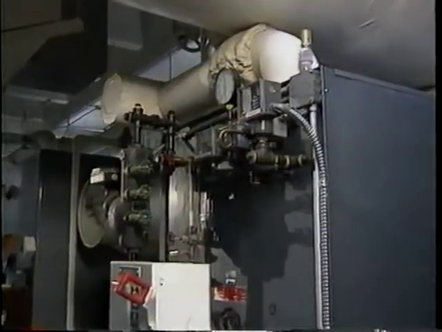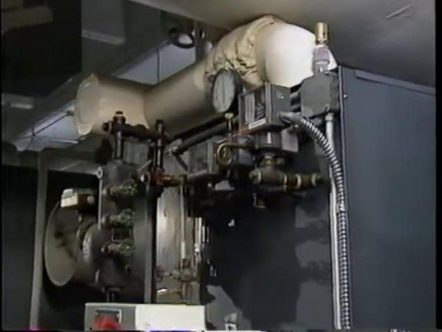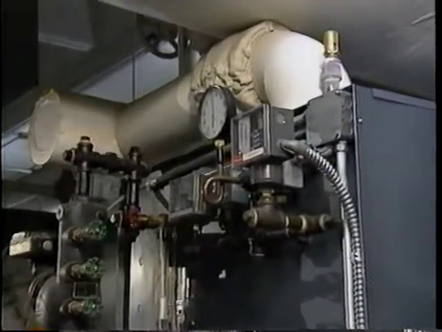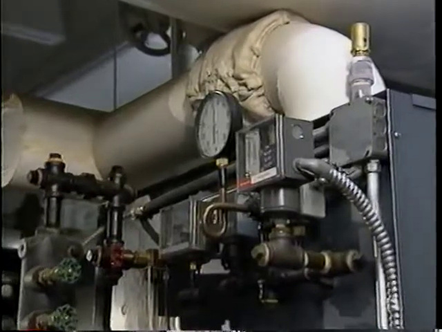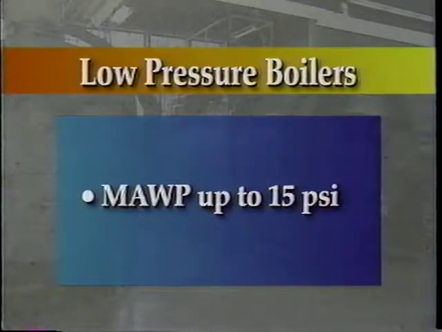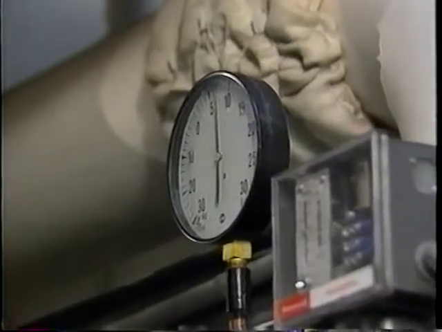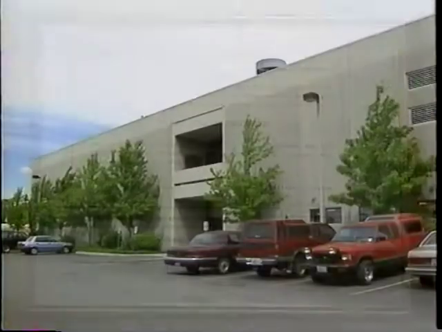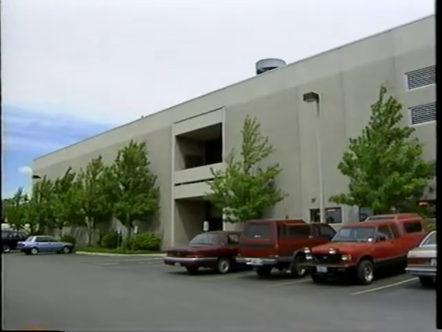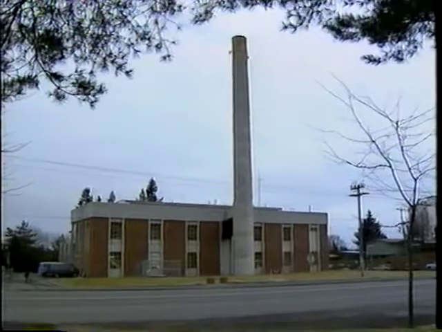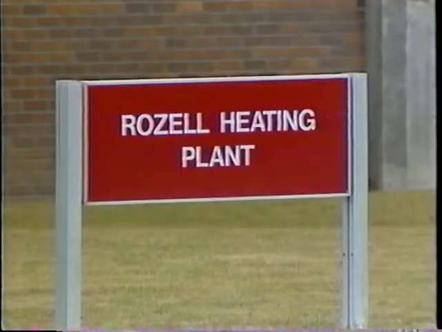Boilers are classified as low-pressure boilers or high-pressure boilers depending on the MAWP. Low-pressure boilers have an MAWP of up to 15 psi. The MAWP for low-pressure boilers may vary in some states and should be verified with local authorities. Low-pressure boilers are primarily used for heating buildings such as schools, apartments, warehouses, factories, and for heating domestic water.